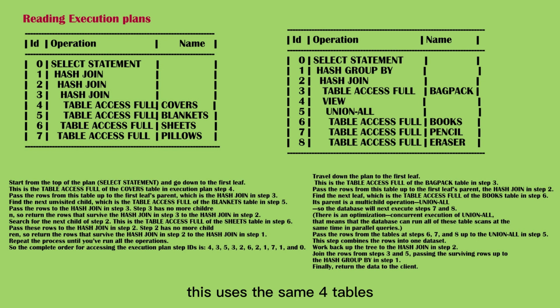This uses the same 4 tables as the previous query, but accesses them in a different way. Here the order of operations is: travel down the plan to the first leaf. This is the table access full of the bagpack table in step 3. Pass the rows from this table up to the first leaf's parent, the hash join in step 2. Find the next leaf, which is the table access full of the books table in step 6.